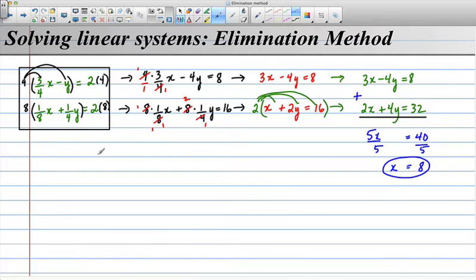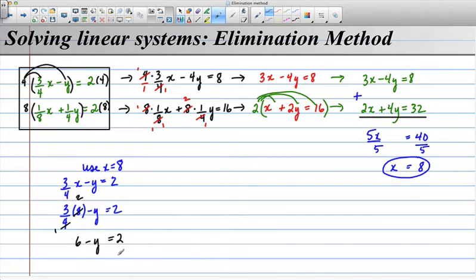Now we'll use that 8 to find out what y is. 3/4 times 8, subtract y is equal to 2. We have a common factor of 4. So 6 minus y is equal to 2, and y is equal to 4. So we have 8, 4 as our solution.